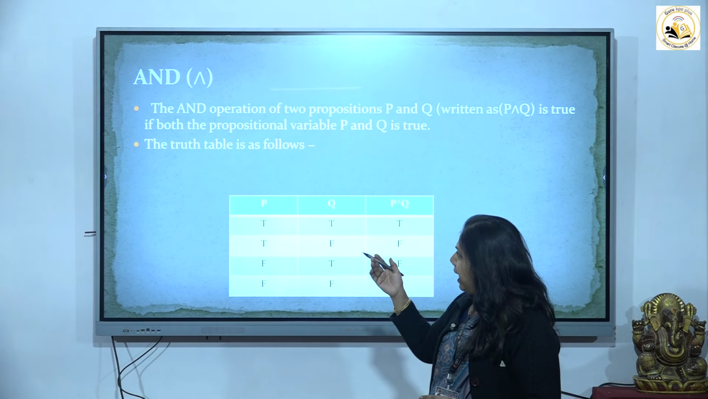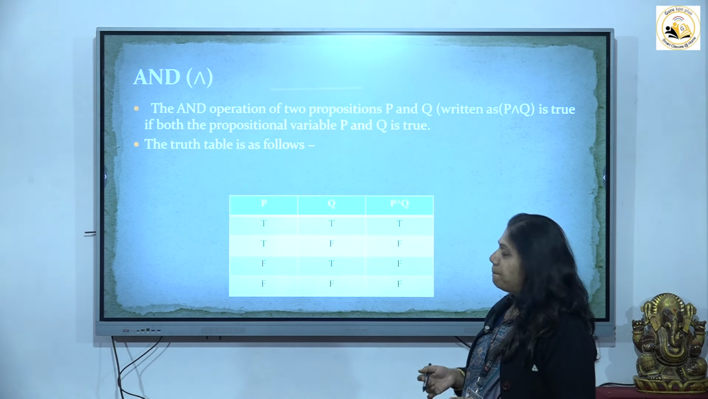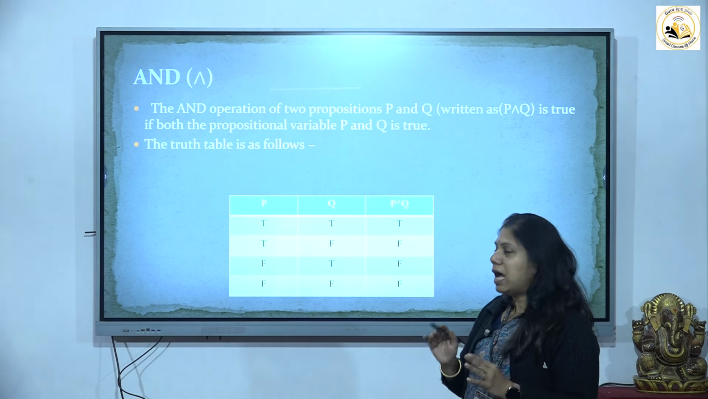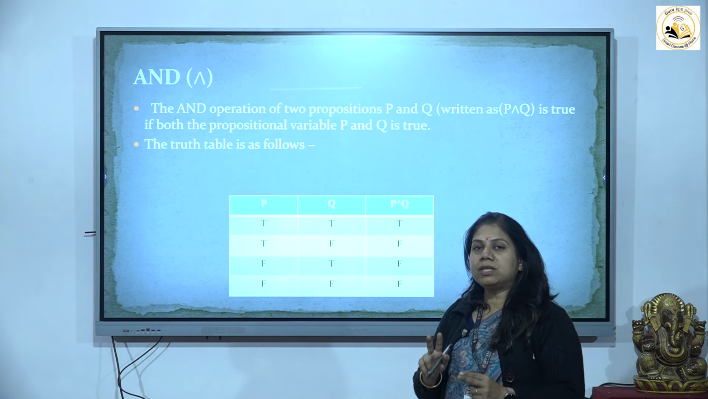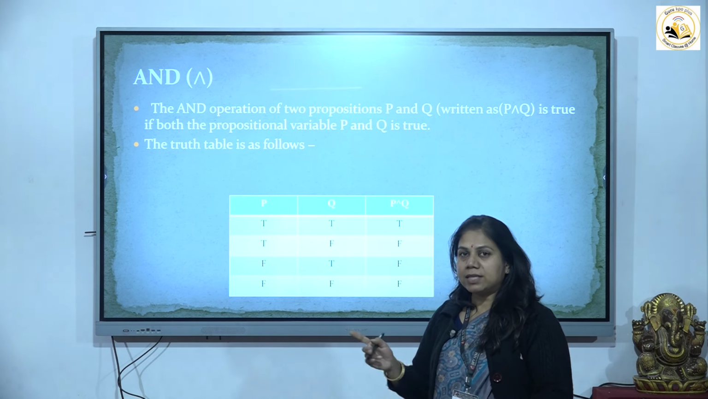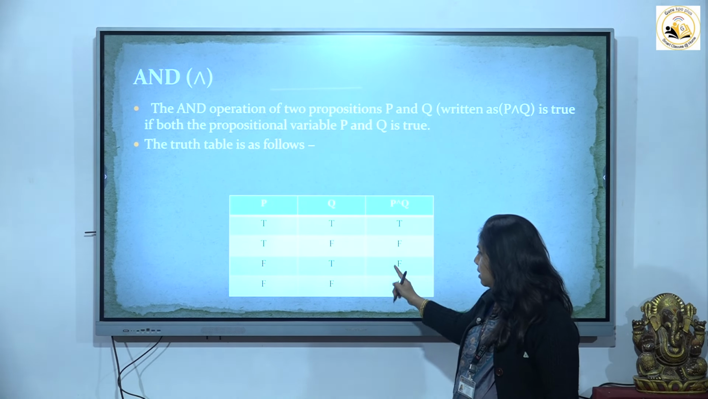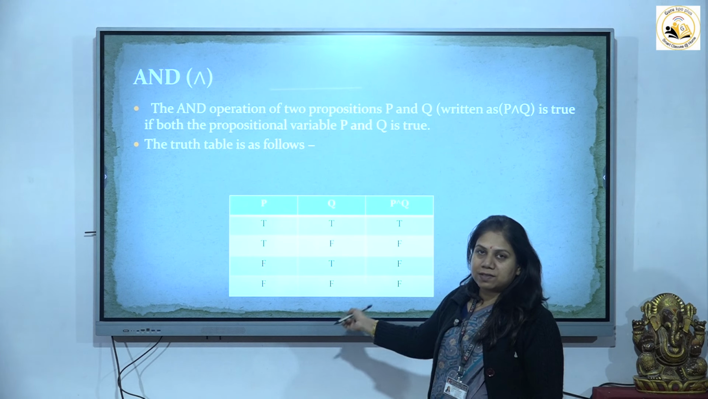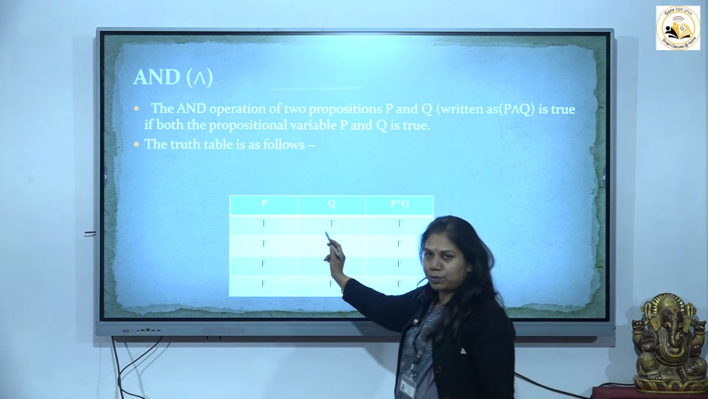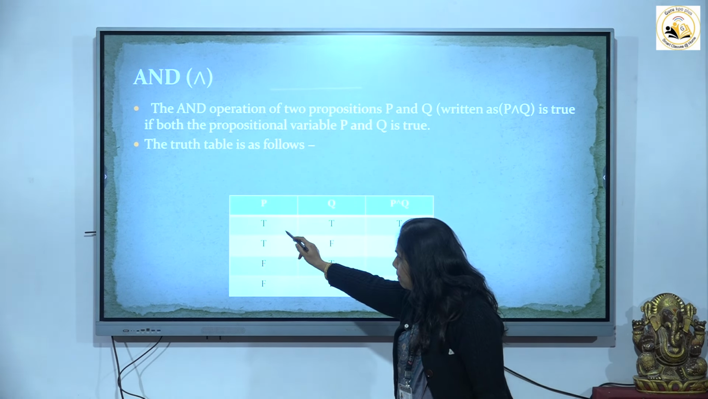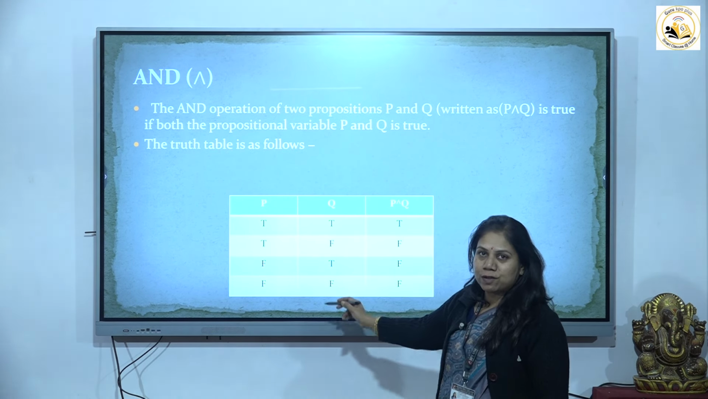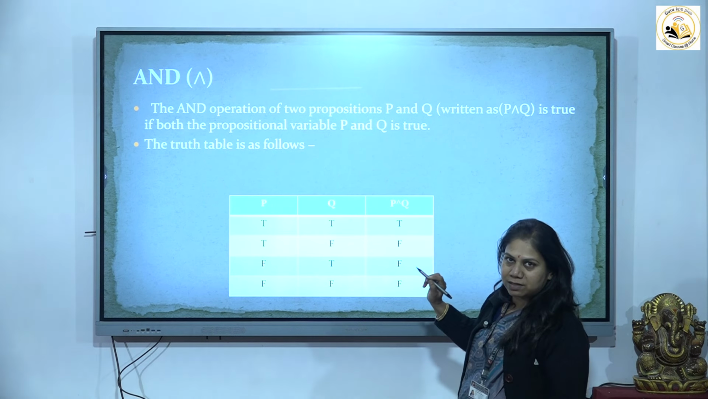AND operation of two propositions P and Q gives a true result when both are the same. Either they both have result true, or they both have result false, then the AND result gives true, otherwise it gives a false result, right. So, we see here we have only 2 true results. P is true, Q is true, then it is true, otherwise all have one false or 2 false, so it gives false results.